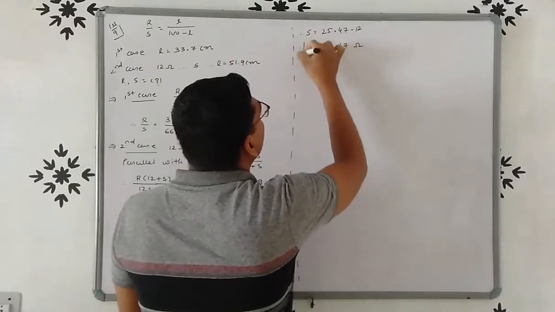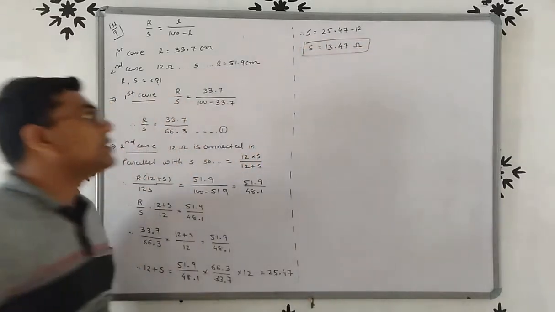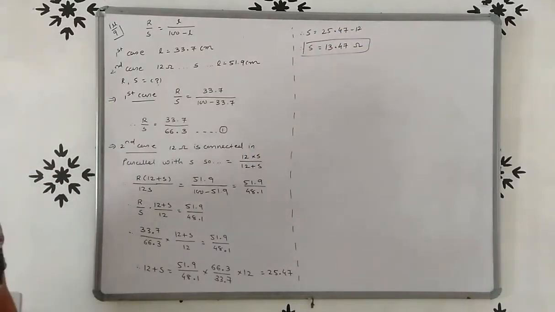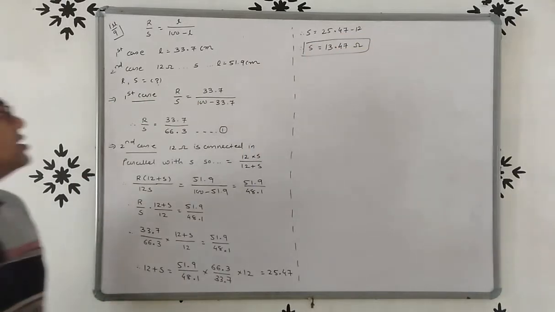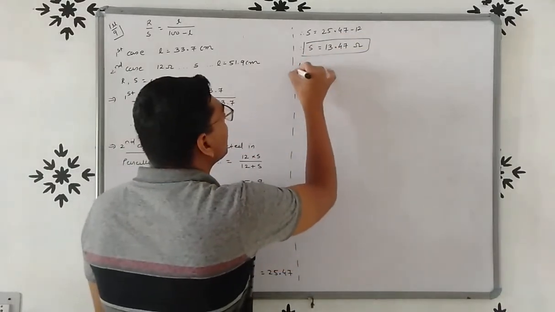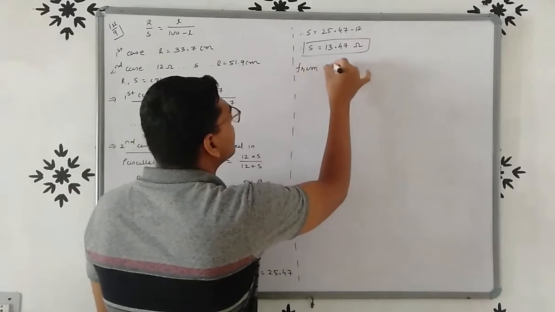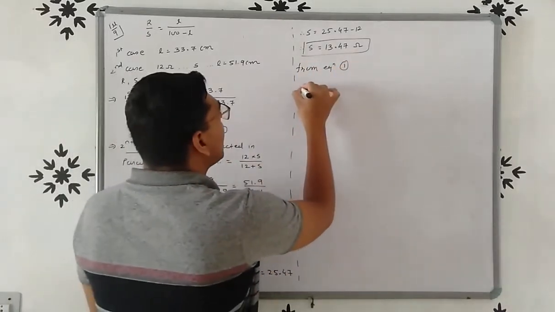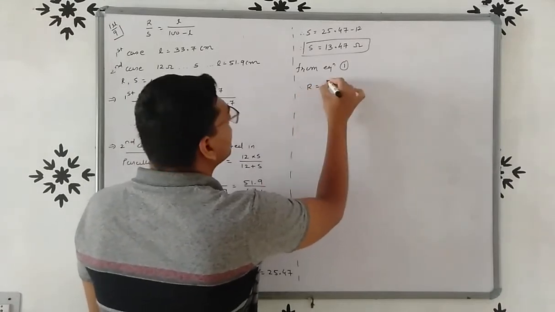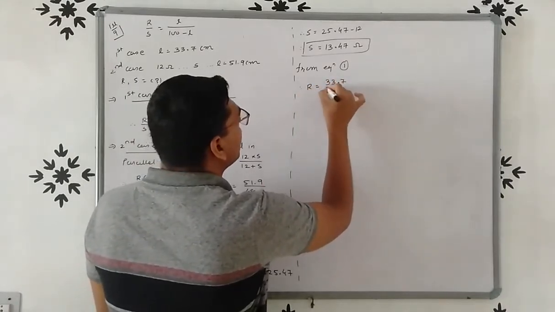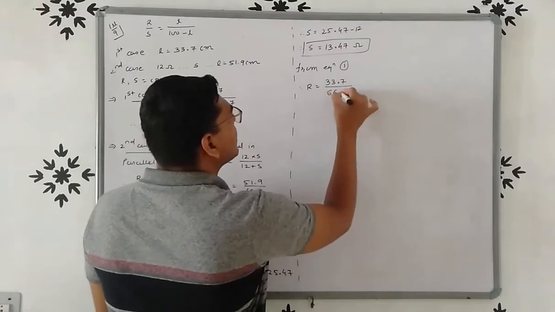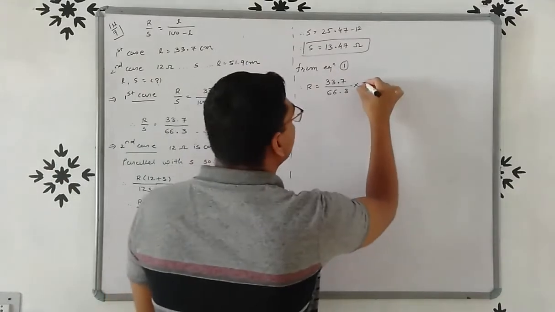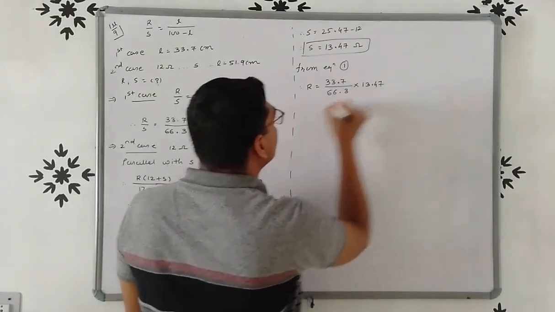13.47 ohm. So the value of S is 13.47 ohm. Now we have to find out the value of R. So from equation 1, we formulate R. So R is equal to 33.7 upon 66.3 into S. But we know the value of S, 13.47.